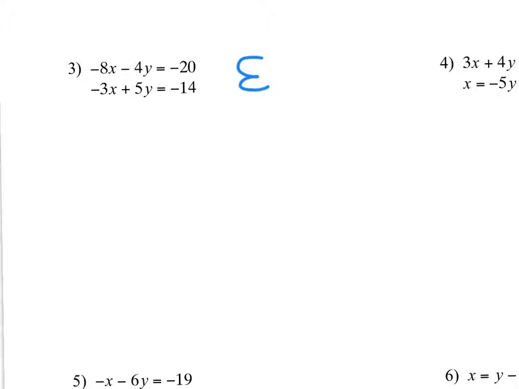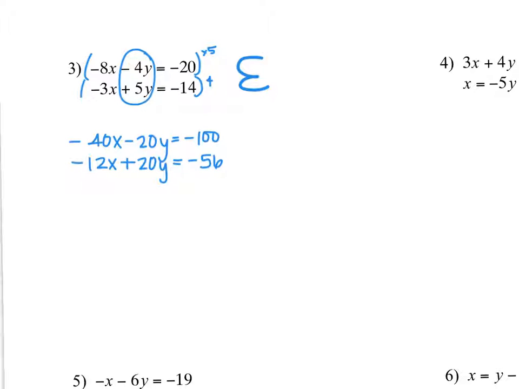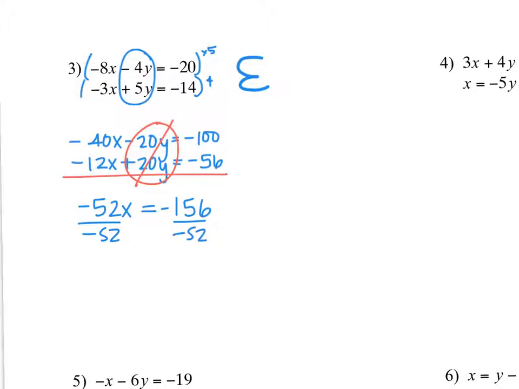Question 3 here, we already said was also elimination. You can pick what you want to eliminate. I'm going to pick y's just because they're smaller numbers and they're already opposite signs. So I'm going to multiply my top equation times 5. Then I'm going to multiply my bottom equation times 4. All right, and this is what I got. So now we're going to cancel our perfect opposites, add everything that's left. So negative 52x equals negative, so that's 156. All right, divide to get x by itself. And I'm going to get x equals positive 3.